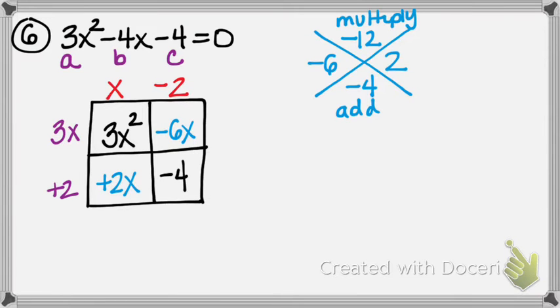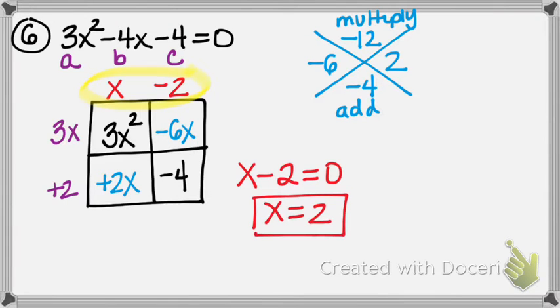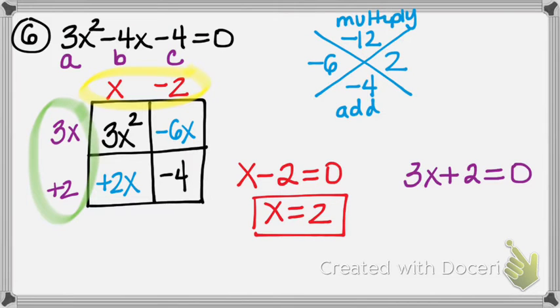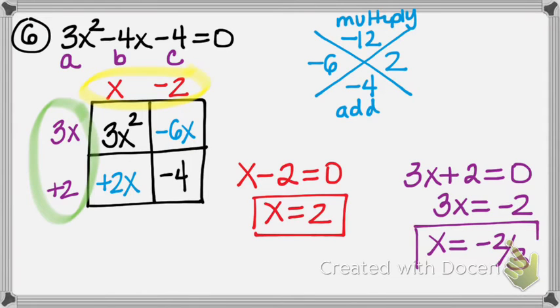So let's set each factor equal to 0, starting with this x minus 2. So your first solution is x equals 2. And then you take your second factor, 3x plus 2, set that equal to 0. Subtract 2. Divide by 3. And you would get -2/3.